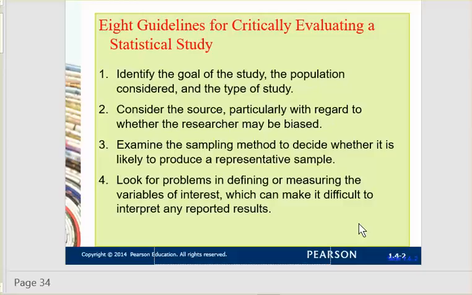3, examine the sampling method to decide whether it is likely to produce a representative sample. And we spent a whole section on sampling, so we do know that we need to be careful that that sampling method has integrity. Number 4, look for problems in defining or measuring the variables of interest, which can make it difficult to interpret any reported results.